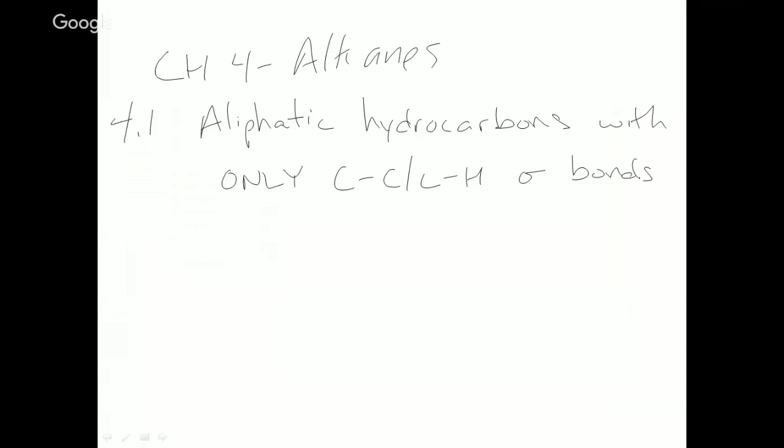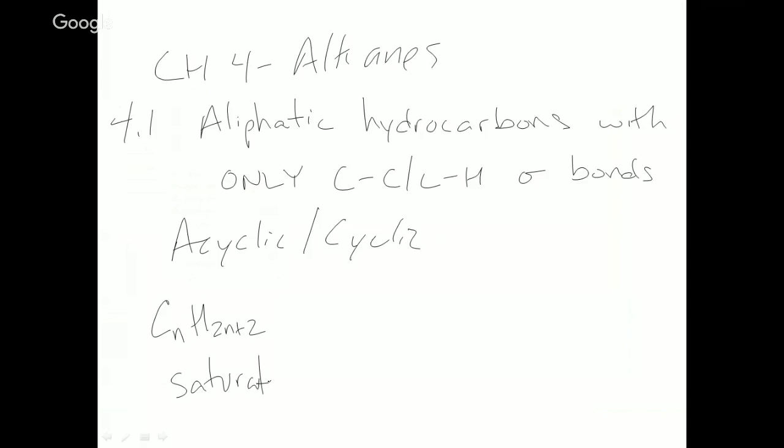And there are acyclic, and there are cyclic. The molecular formula for acyclic is CnH2n+2. It's just the formula for the number of hydrogens if you have a certain number of carbons. So 10 carbons is going to give you 22 hydrogens. You'll see this play out. These are called saturated. Saturated and aliphatic are synonymous.